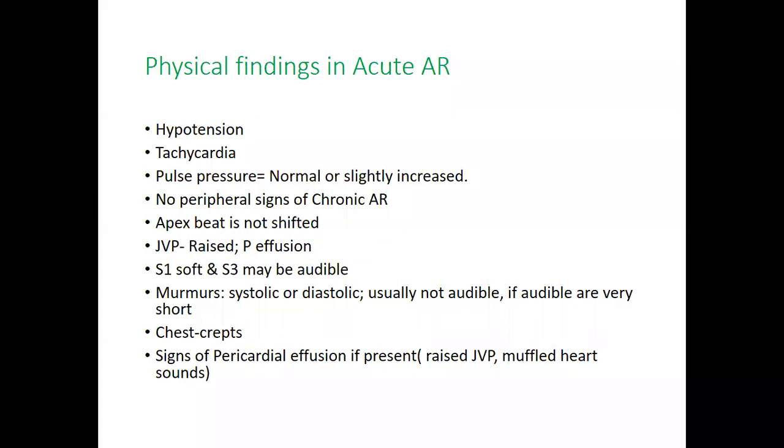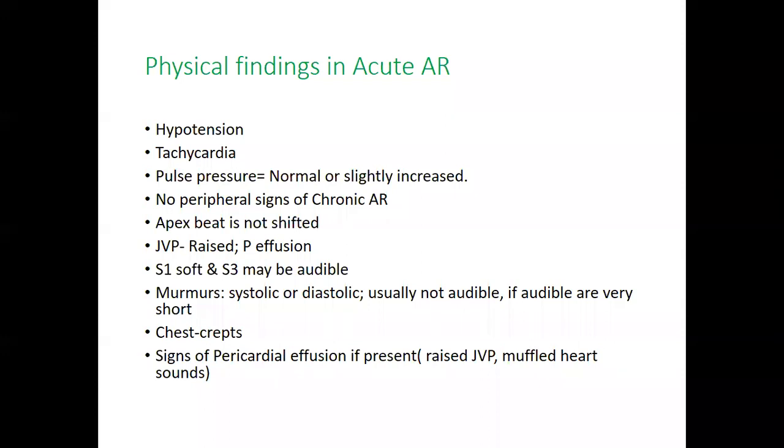All the murmurs that we discuss, systolic and diastolic, are actually very difficult to hear in the patient with acute aortic regurgitation, because usually the pressure in the left atrium rises so suddenly, the patient develops pulmonary edema, and there will be a lot of findings, crackles in the chest. So it's very difficult for the physicians to pick up the systolic and diastolic murmurs during the auscultation of the precordium. So you can have chest crepitations.